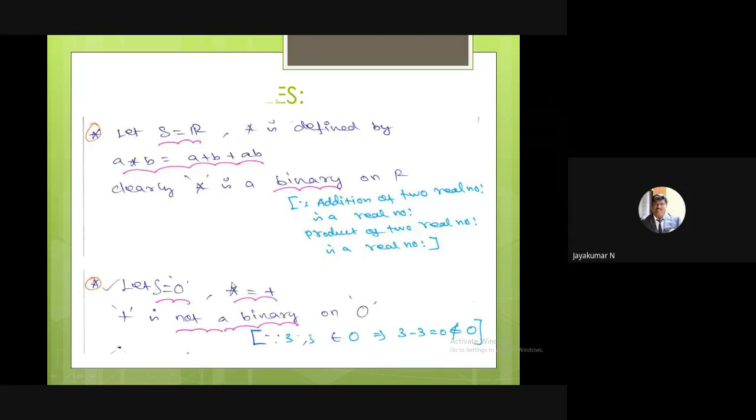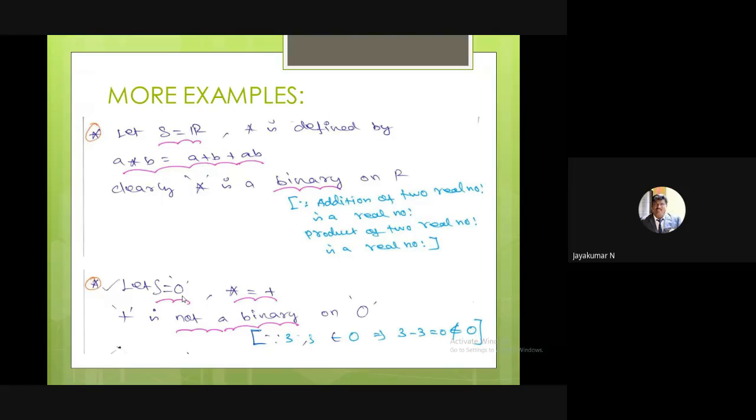Another interesting example: S means the set of all odd integers, and my binary operation is addition. Whether it is binary or not: it's not binary, because when you add odd integers, the result will become an even integer. So S means the set of all odd integers. One is an odd number, 3 is an odd number.